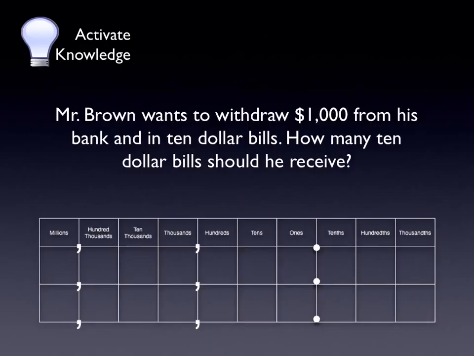All right, let's try a problem solving using money. Mr. Brown wants to withdraw $1,000 from his bank in $10 bills. How many $10 bills should he receive? So we're going to divide by 10. That means we're going to move to the right on our place value chart. So he's actually going to get 100 $10 bills.